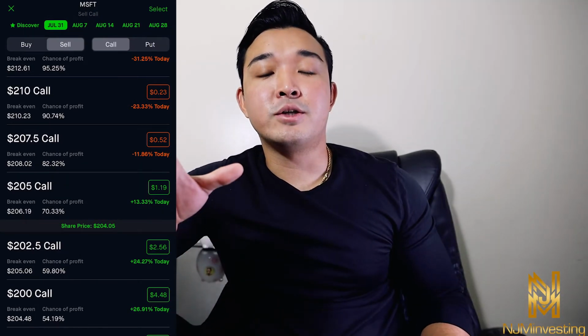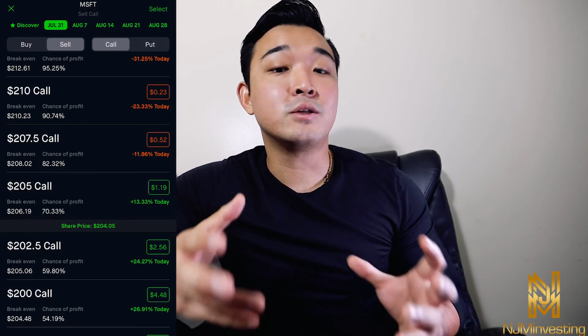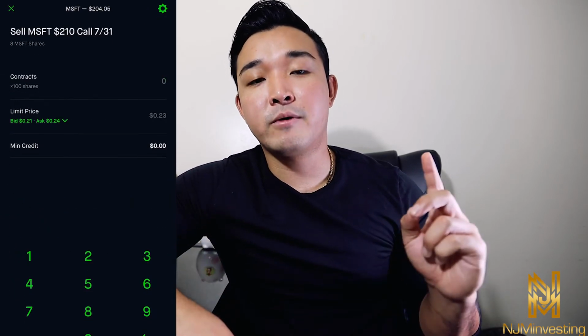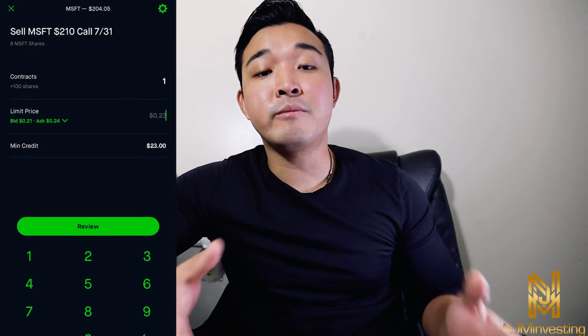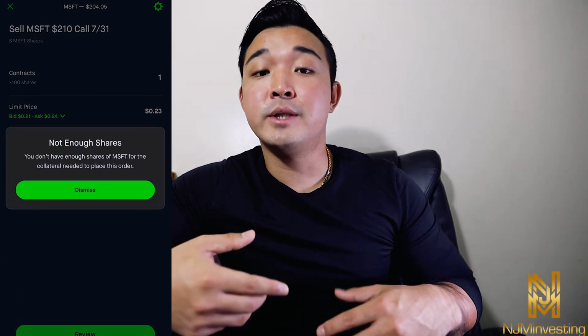To sell a call contract on Robinhood, first go to a strike. In this case, I'm going to be using the 210 strike. Type in the number of contracts you want as well as the premium price you would like for your contract, and hit review, then submit.